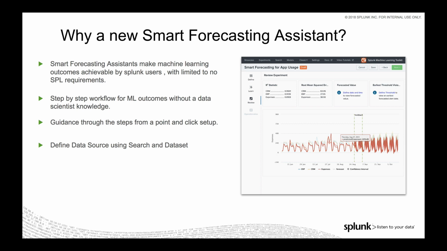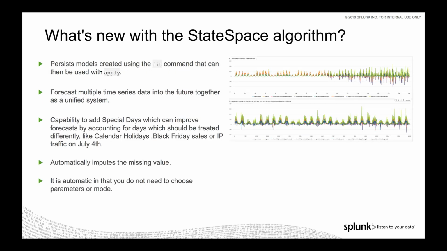Before moving to demo, let me tell you about the state space algorithm. The Smart Forecasting Assistant uses this algorithm, which can persist a model created using the fit command that can then be used with apply, forecast multiple time series data into the future together as a unified system, and has a capability to add special days, which can improve forecast by accounting for days which should be treated differently, like calendar holidays, Black Friday sales, or IP traffic on July 4th.